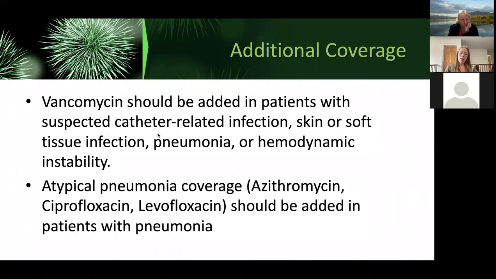Remember that MRSA and MSSA pneumonias are increasingly more common pathogens for community-acquired pneumonia. As time goes on, the rate of that being the pathogen identified on bronchoscopy is increasing. So you might want to consider adding vancomycin for pneumonia patients or anyone really, really sick.